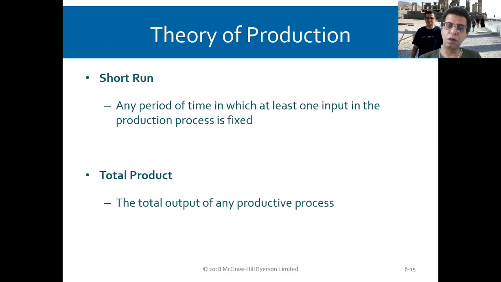So we will look at the theory of production, which is about any period of time in which at least one input in the production process is fixed, because you need to look at the variable costs and all other things. So one cost is fixed, like a rent. The total product is the total output of any productive process. So whatever your process is, your corporation, your manufacturing, whatever your service, the total output is of any productive process.